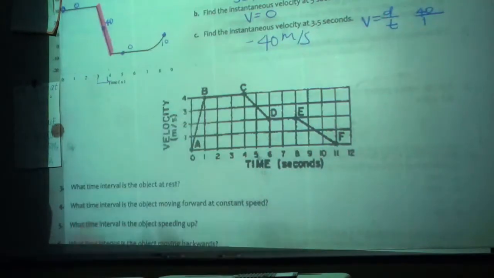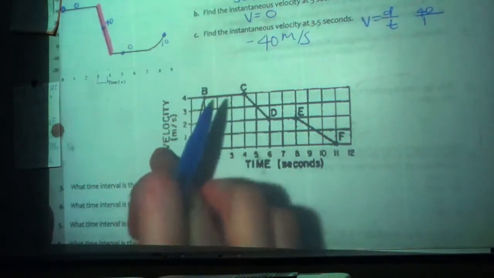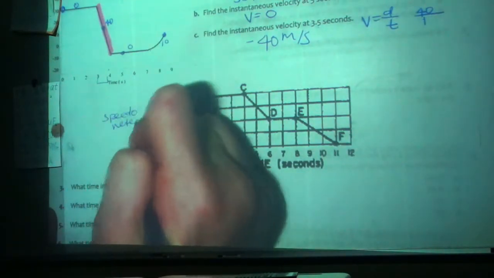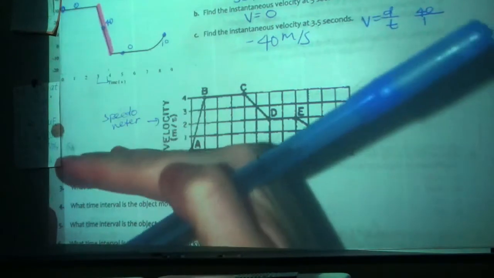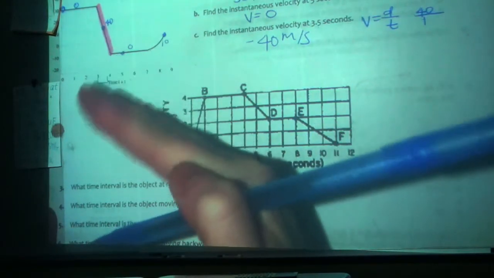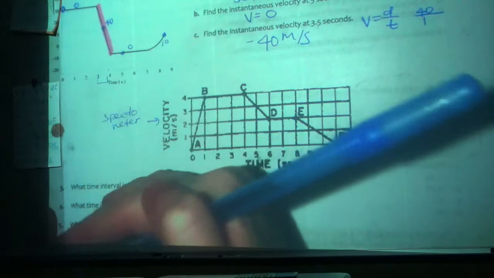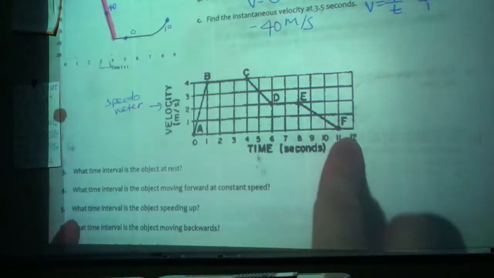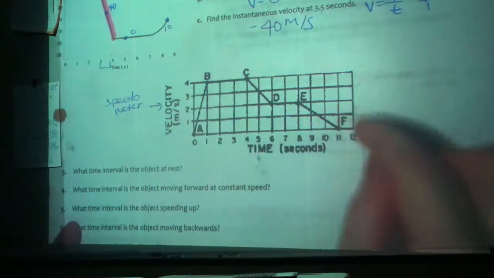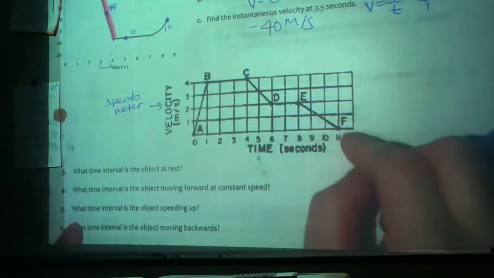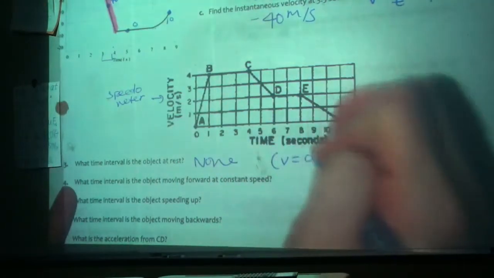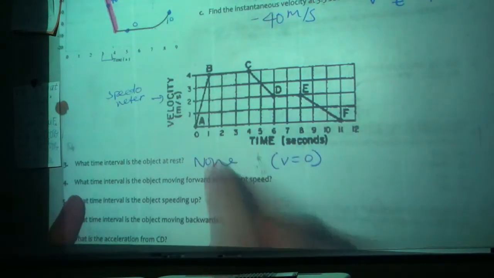Now we are looking at a velocity versus time graph. So I like to think about this as the speedometer in your car. Imagine your speedometer starting at 0, going up to 4, staying there, going down to 2, staying there, and then going down to 0. So when it's at rest, it's actually none of these sections. You could say point A and point F for those instants in time, but there's no actual interval, any length of time that it stays at rest. I'm just going to say none, because you would need your velocity to be at 0 and stay at 0 for some length of time.